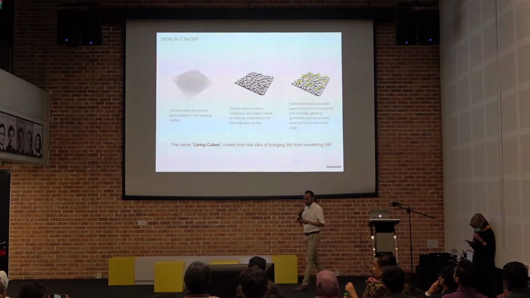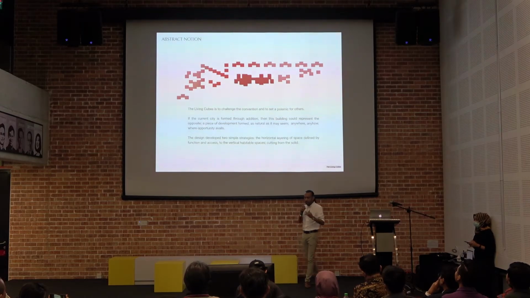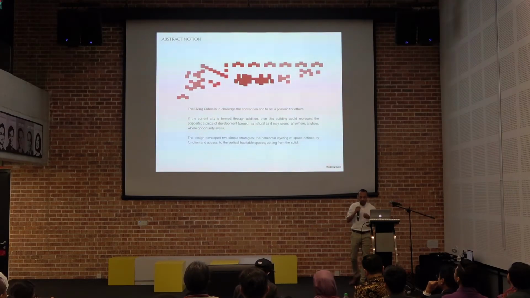That's very conceptual. The abstract notion of the Living Cubes is to challenge convention and to set a polemic for others. If the current city is formed through addition, this building could represent the opposite. It is a piece of development formed as naturally as it may seem, anywhere, anyhow, wherever there are opportunities. The design is very straightforward, with two simple strategies: horizontal layering of spaces, defined by function and access, and vertical habitable spaces cutting from the solid.